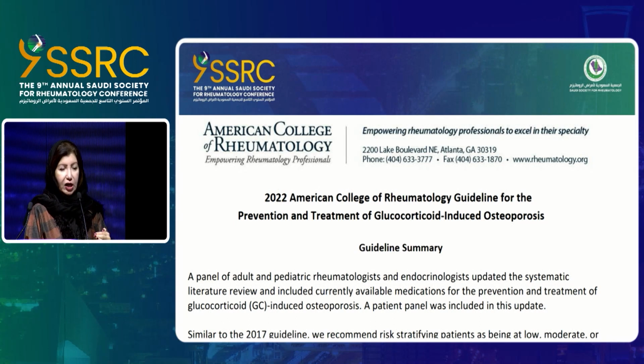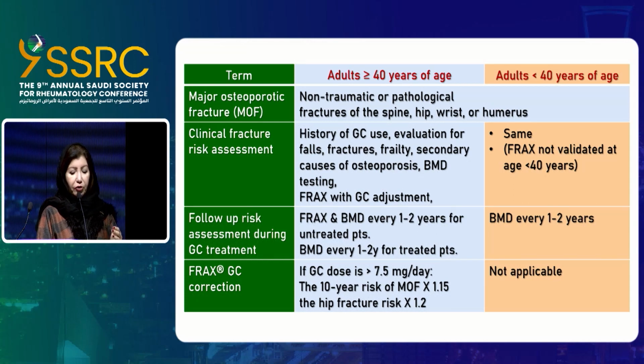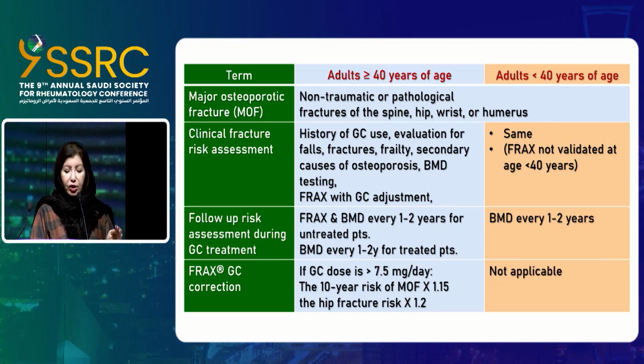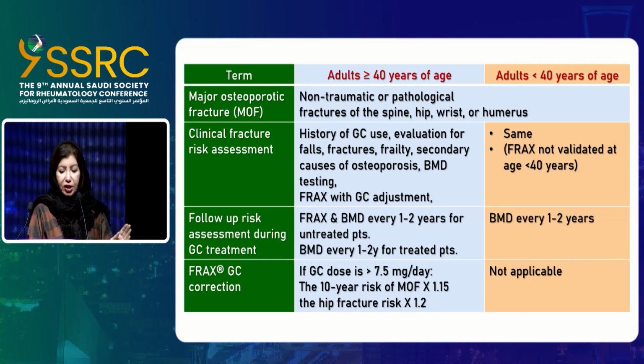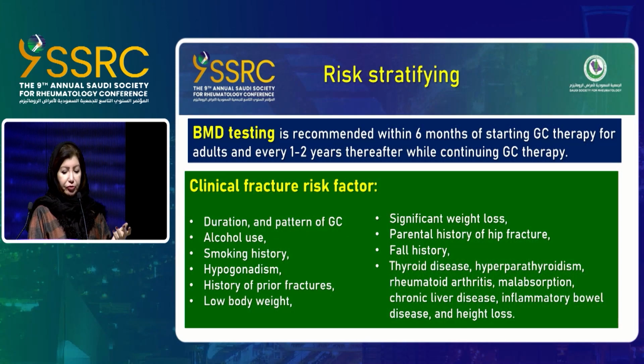Now we go to the guidelines, which were published in 2017, and then there was some update in 2022. So first of all, you have to get familiar with the terms that have been used in these guidelines. They are a little bit different between the younger and the older patients, which is 40 years of age, more or less than that. So major fracture is the same. In the clinical fracture risk assessment, no FRAX, of course, for the younger patient. So the same factors, apart from FRAX, are used in younger patients. Also, again, in the follow-up, you use FRAX and bone density in older patients, but no FRAX in younger patients. And the FRAX correction is not applicable, of course, in younger patients.